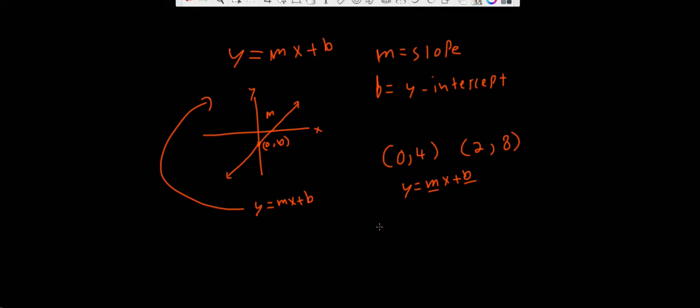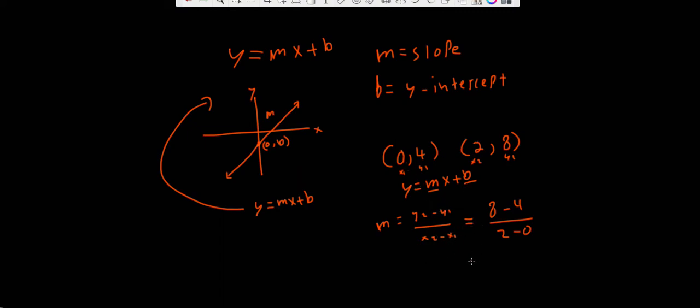Finding m is quite easy here, so we're going to find m first. m is just y2 minus y1 over x2 minus x1. So let's label this x1, y1, and x2, y2. That's going to become 8 minus 4 over 2 minus 0. We did 8 minus 4 because that's y2 minus y1, and then 2 minus 0, x2 minus x1.